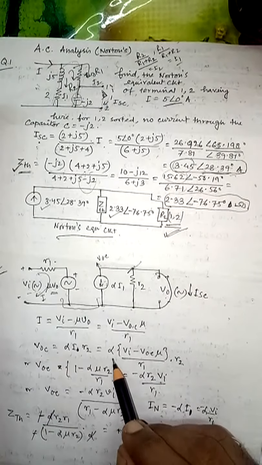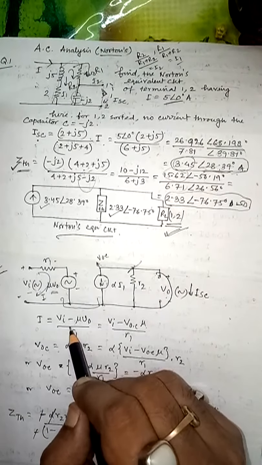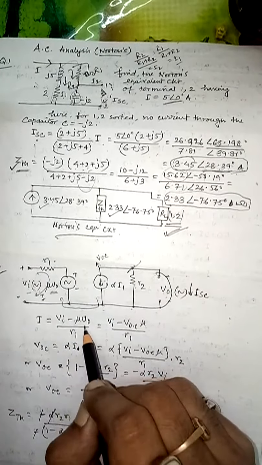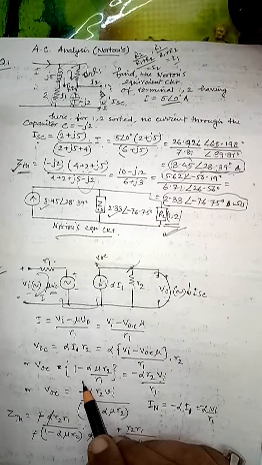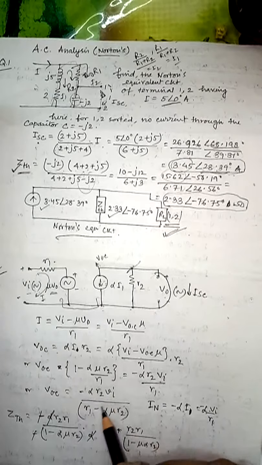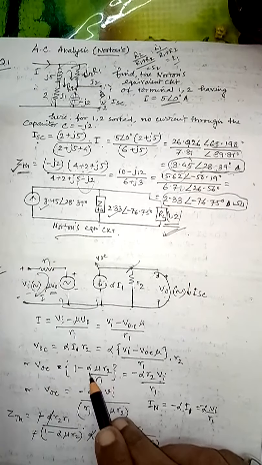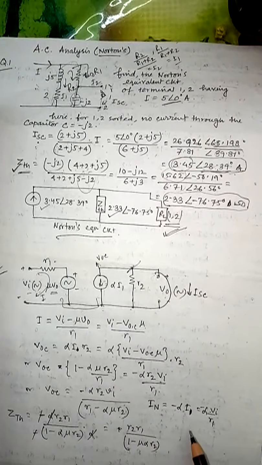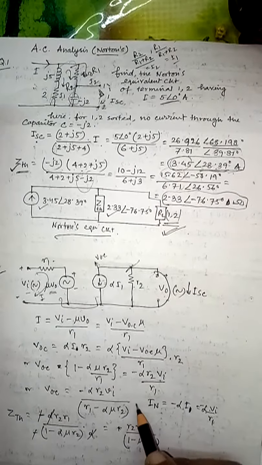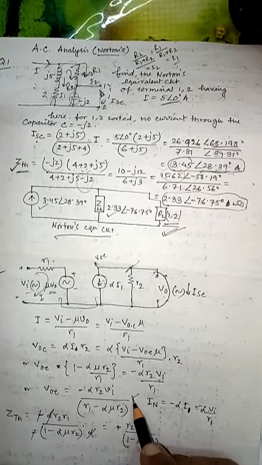Now what is I? That was previously calculated here, that is Vi minus mu V0 by R1. We are just putting this value in and finally solving it. What is VOC? VOC is coming as alpha R2 Vi by R1, divided by 1 minus alpha mu R2. So by the division process you will be getting that VOC.